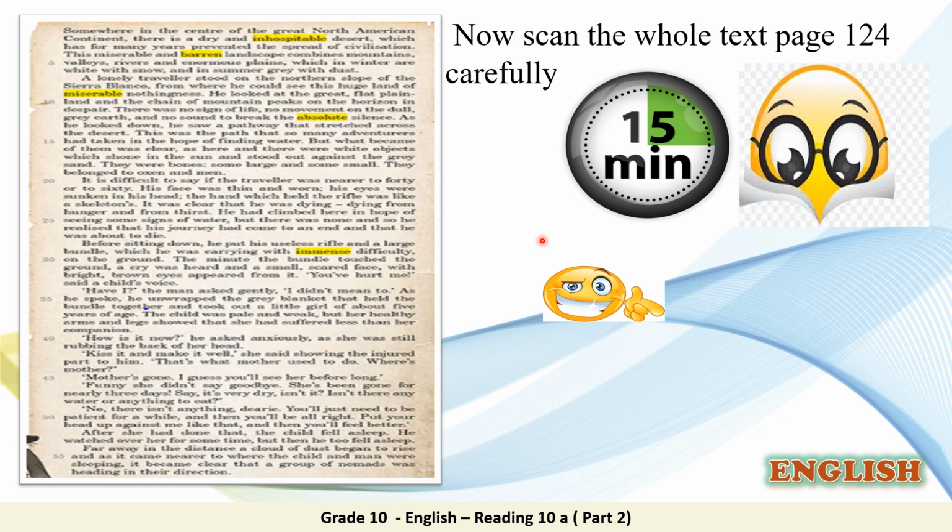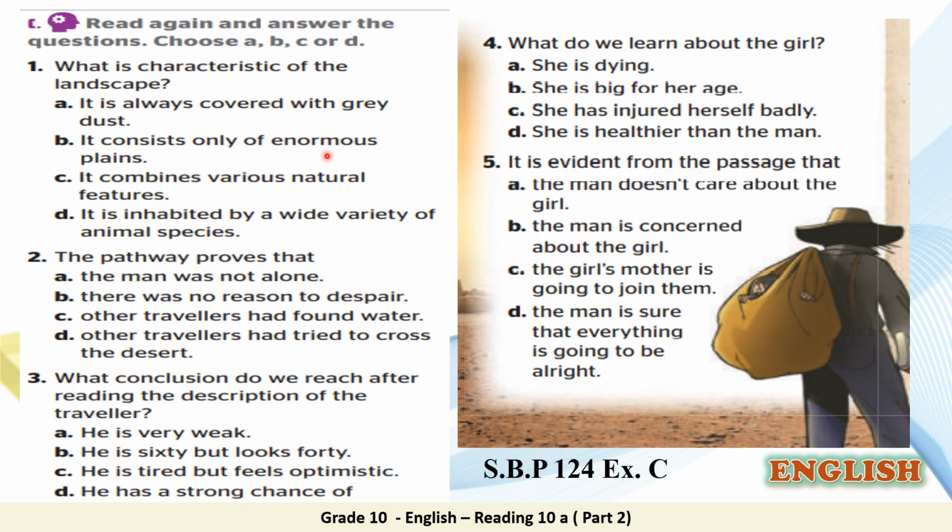Now let's find out more details about the story. Please pause the video for a while. Scan the whole text in your student book, page 124. Now let's answer the following questions in your student book, page 124, exercise C. Read again and answer the questions. Choose A, B, C, or D. Now let's read the questions together to find out the keywords in each question.